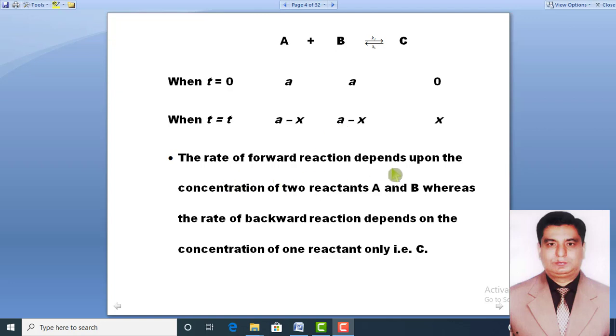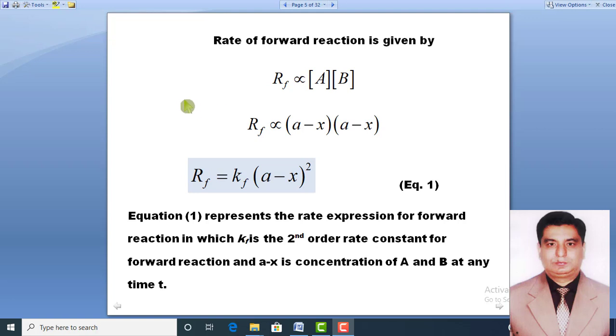Dear students, here the interesting point is that the rate of forward reaction will depend upon the concentration of reactant, while the rate of backward reaction will depend upon the concentration of product. Therefore, for this type of reaction, we will calculate both rates separately. First, we will determine the rate of forward reaction, then we will find out the rate of backward reaction, and then we will divide both these rates and ultimately we will get a rate constant expression for the equilibrium state.